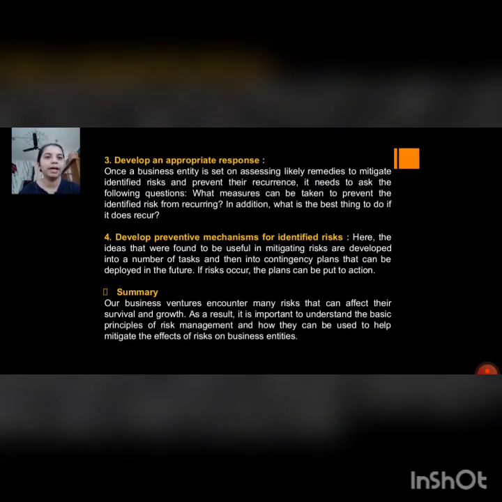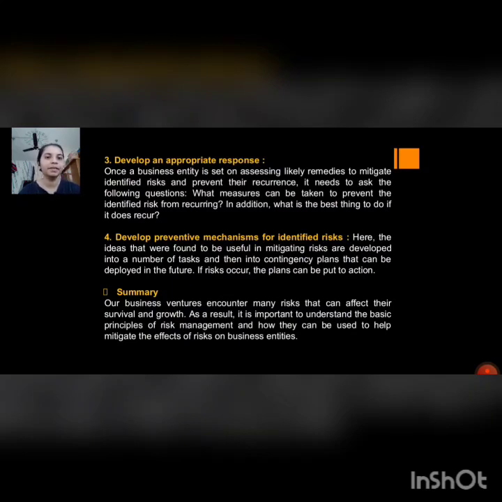Third is to develop an appropriate response. Once a business entity is set on assessing likely remedies to mitigate identified risk and prevent their recurrence, it needs to ask the following question: what measures can be taken to prevent the identified risk from recurring? In addition, what is the best thing to do if it does recur?